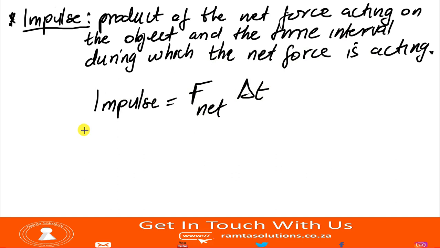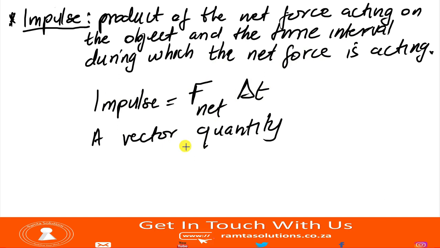It is also a vector quantity, meaning it has magnitude and direction. And obviously, impulse is in the same direction as your net force. It has an SI unit. What is the unit? Newton second. The SI unit of impulse is Newton second.